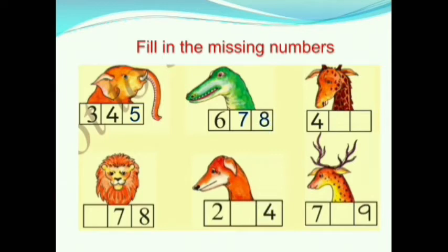Next we have a giraffe. The giraffe is holding 4. The next two boxes are empty. Which number comes after 4? Yes, it is 5. 6 will come after 5. So we will write 5 and 6.